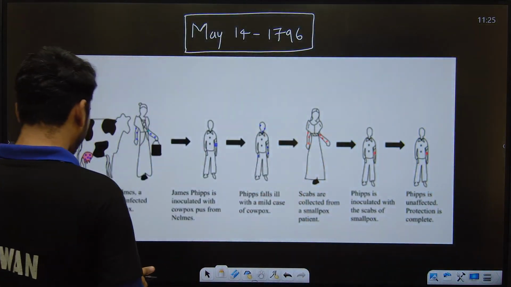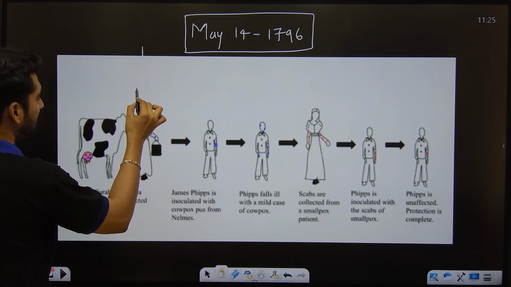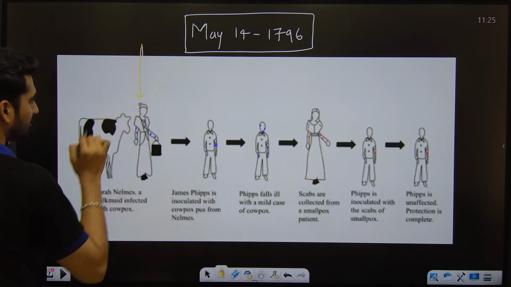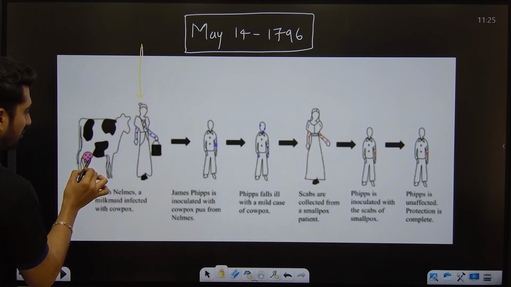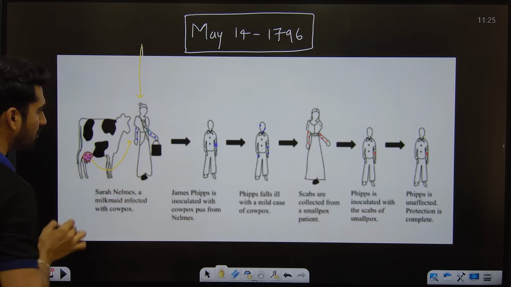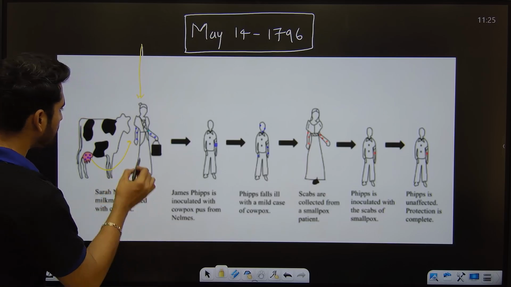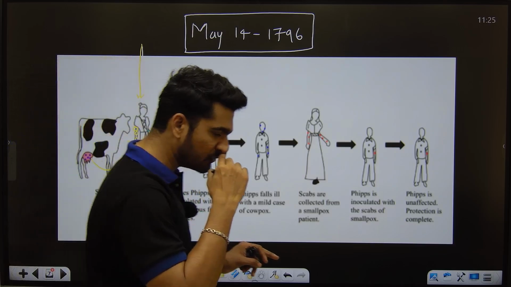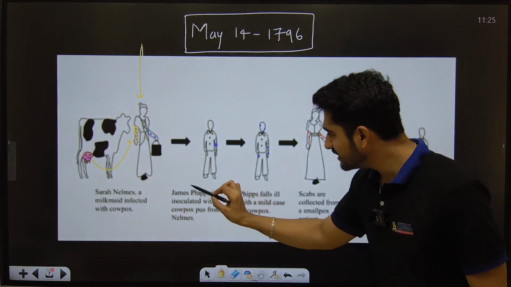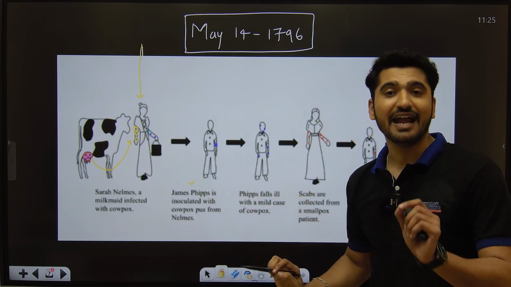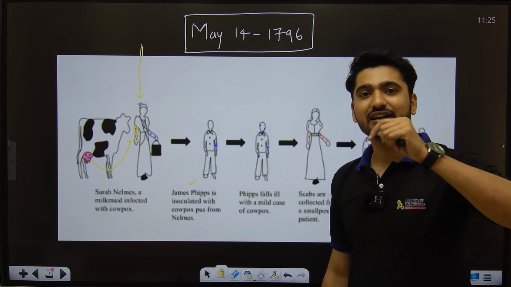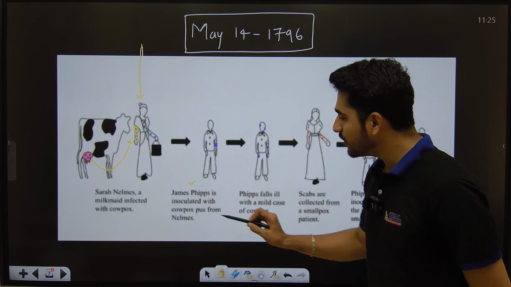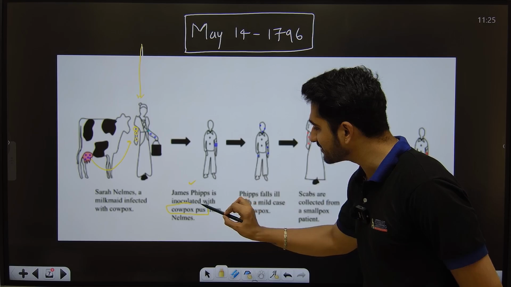There was a milkmaid whose name was Sarah Nelmes. The cowpox was spread from the udder of the cow to the hands of the milkmaid, which caused pustules on the hands. From these pustules, he inoculated James Phipps, who was the son of the gardener of Edward Jenner. So he infected James Phipps with the cowpox pus.